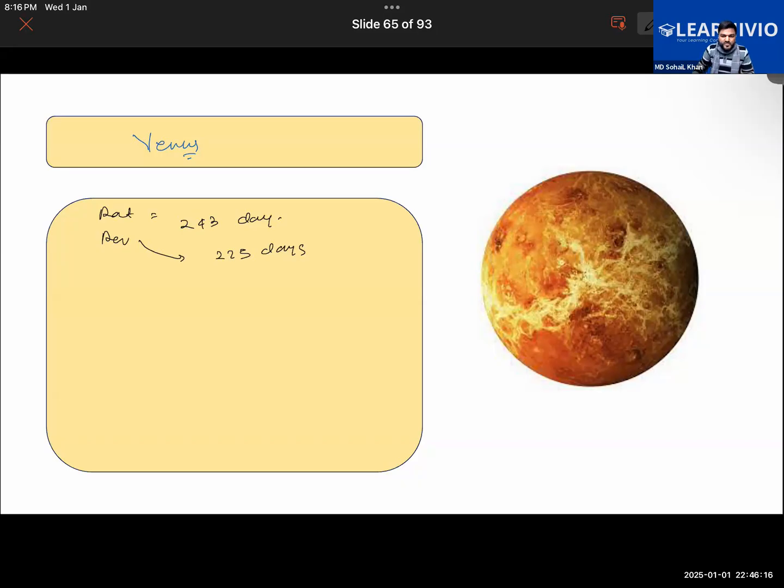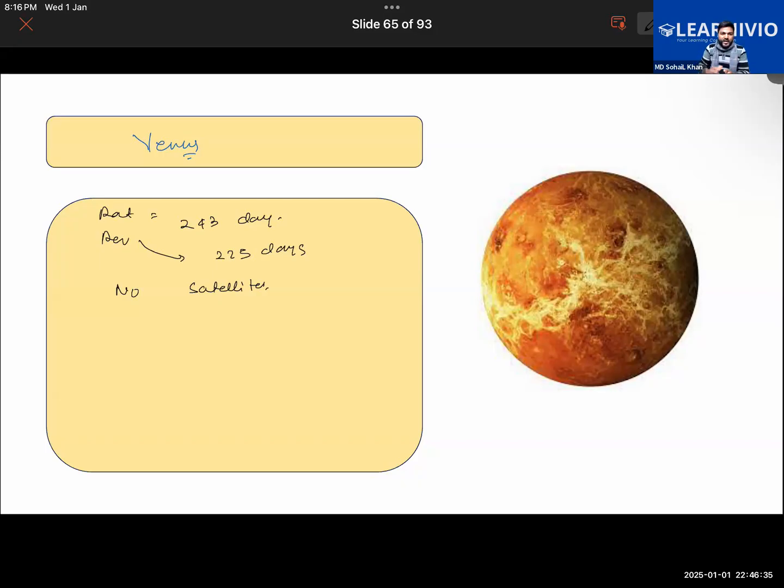Also, it does not have any satellites or moons. Just like Mercury, it also has no satellites. That is one thing. It's the second planet from the sun, and it's the planet closest to the Earth, right?